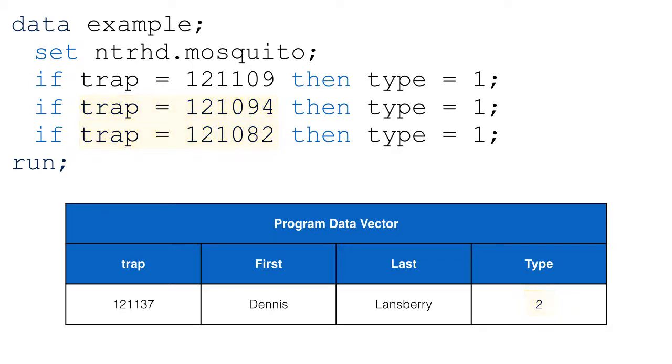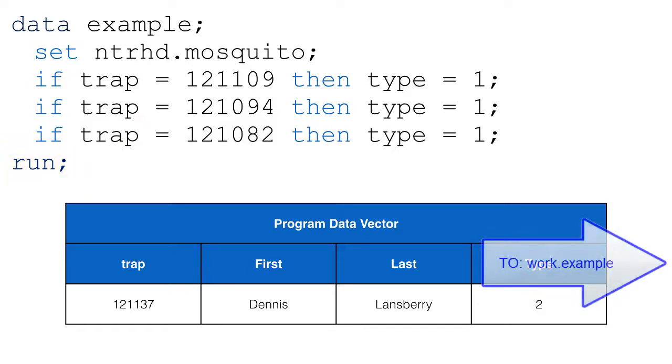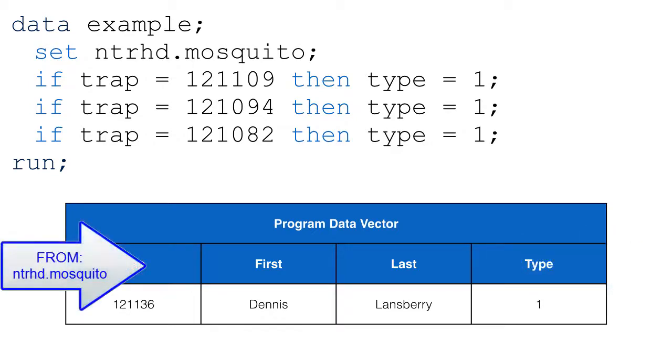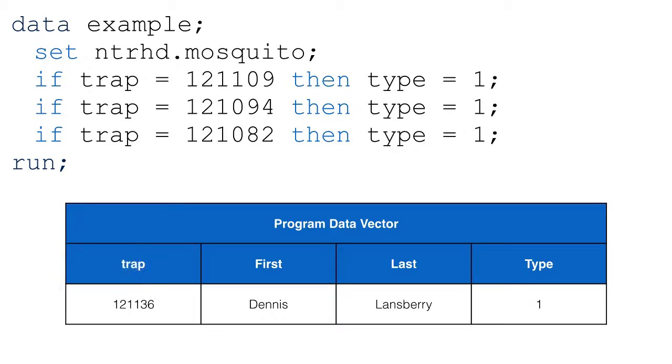for this observation. Next, SAS reaches the run statement, writes the observation currently in the program data vector out to a temporary SAS dataset called example, and then reads in the next observation from ntrhd.mosquito into the PDV. All the expressions are false for this observation as well. Eventually, SAS gets to this observation.